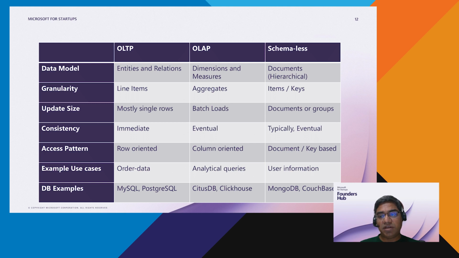OLAP is typically column oriented, and schema is either key based, and then using the key, the retrieval of the document is there. Some of them allow retrieval of document through secondary indexes as well. So what are the use cases of these?